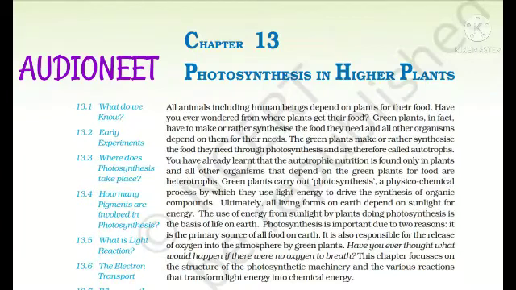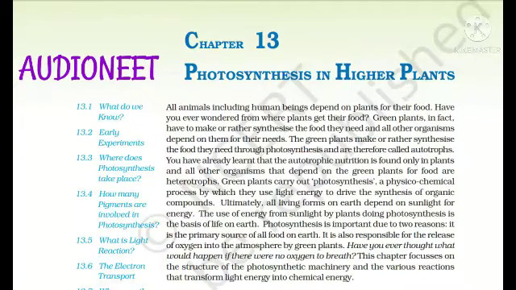Have you ever wondered from where plants get their food? Green plants, in fact, have to synthesize the food they need, and all other organisms depend on them for their food, for their needs. The green plants synthesize the food they need through photosynthesis, and they are therefore called autotrophs. You have already learned that autotrophic nutrition is found only in plants, and all other organisms that depend on the green plants for their food are heterotrophs.